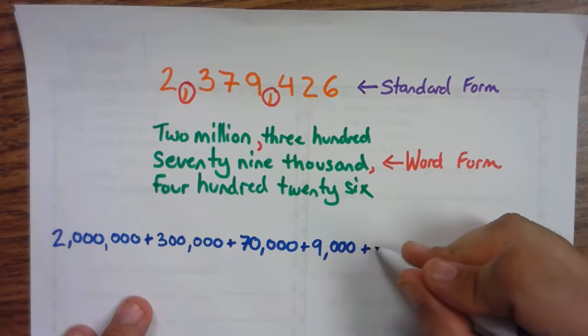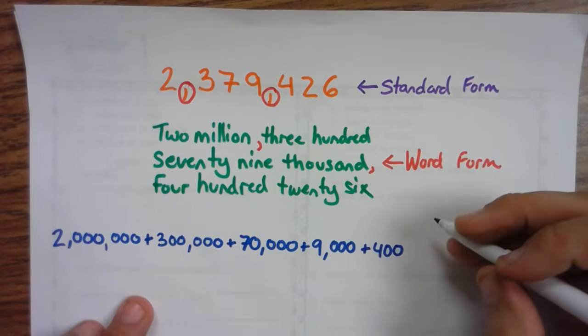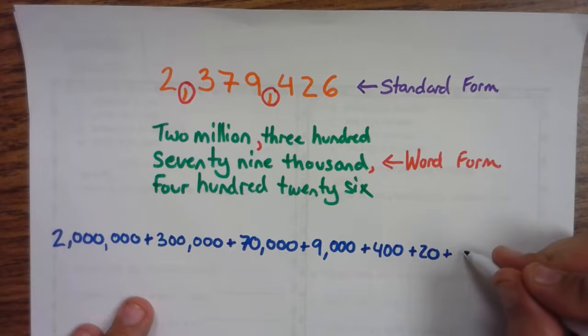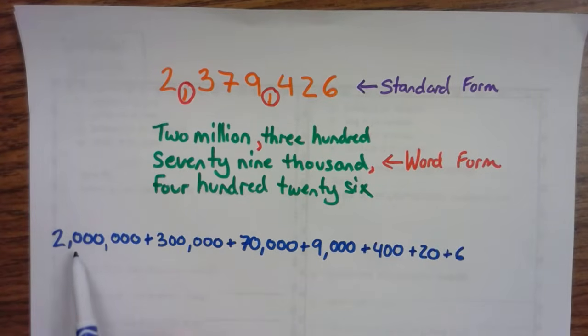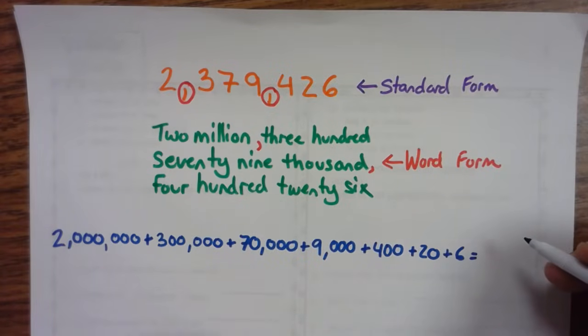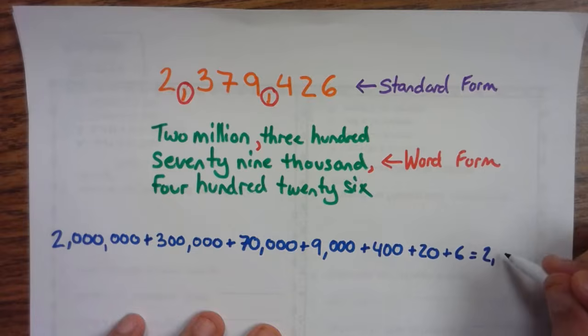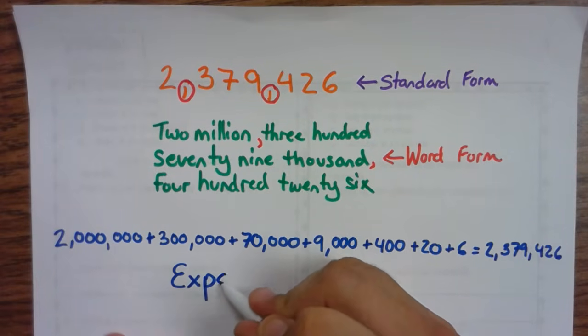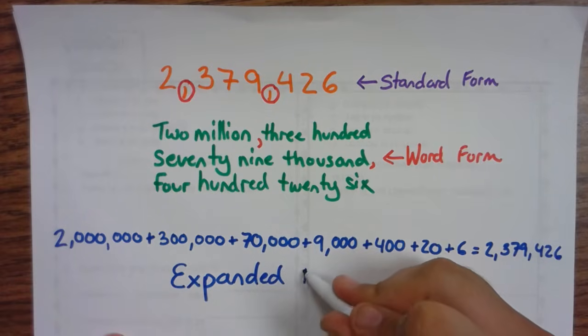That 4 is 400. Whew, it's taking a lot of space here. That 2 is a plain old 20. And that 6 is just plain old 6. And sure enough, 2 million plus 300,000 plus 70,000 plus 9,000 plus 400 plus 20 plus 6 equals our original number, 2,379,426. And that final form that we just did, of course, is expanded form.